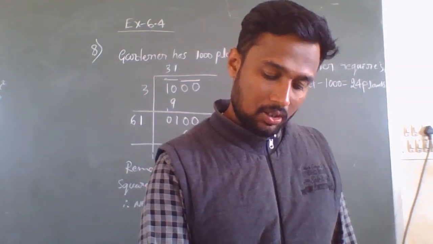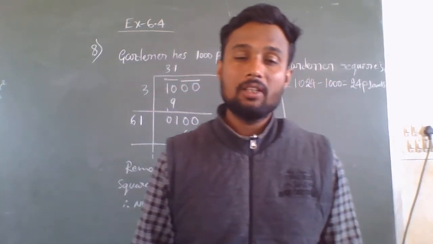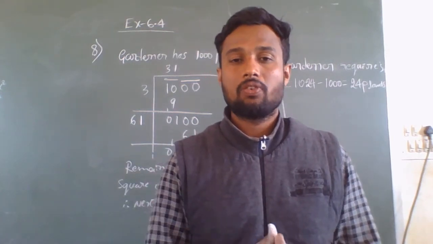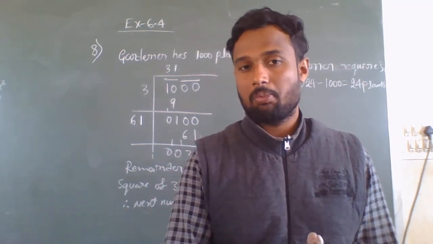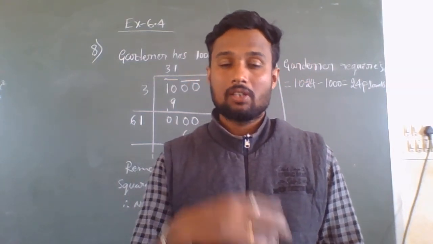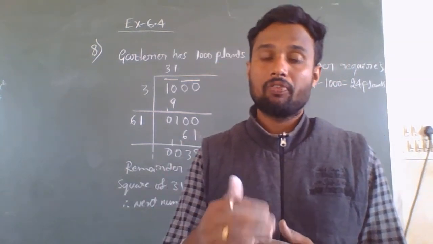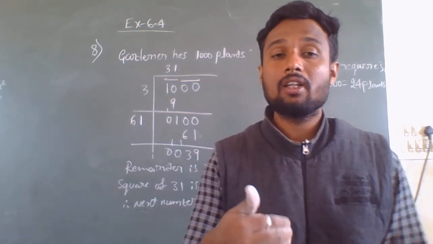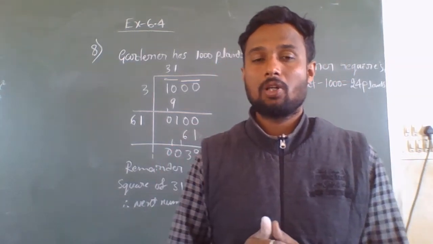A gardener has a total of 1000 plants and he wants to plant them in such a way that the number of rows equals the number of columns. For this situation you should remember that you need a perfect square number, for example 16, 25 or 36. If you get a perfect square number of plants, then only you can plant those trees in such a way that the number of rows equals the number of columns.